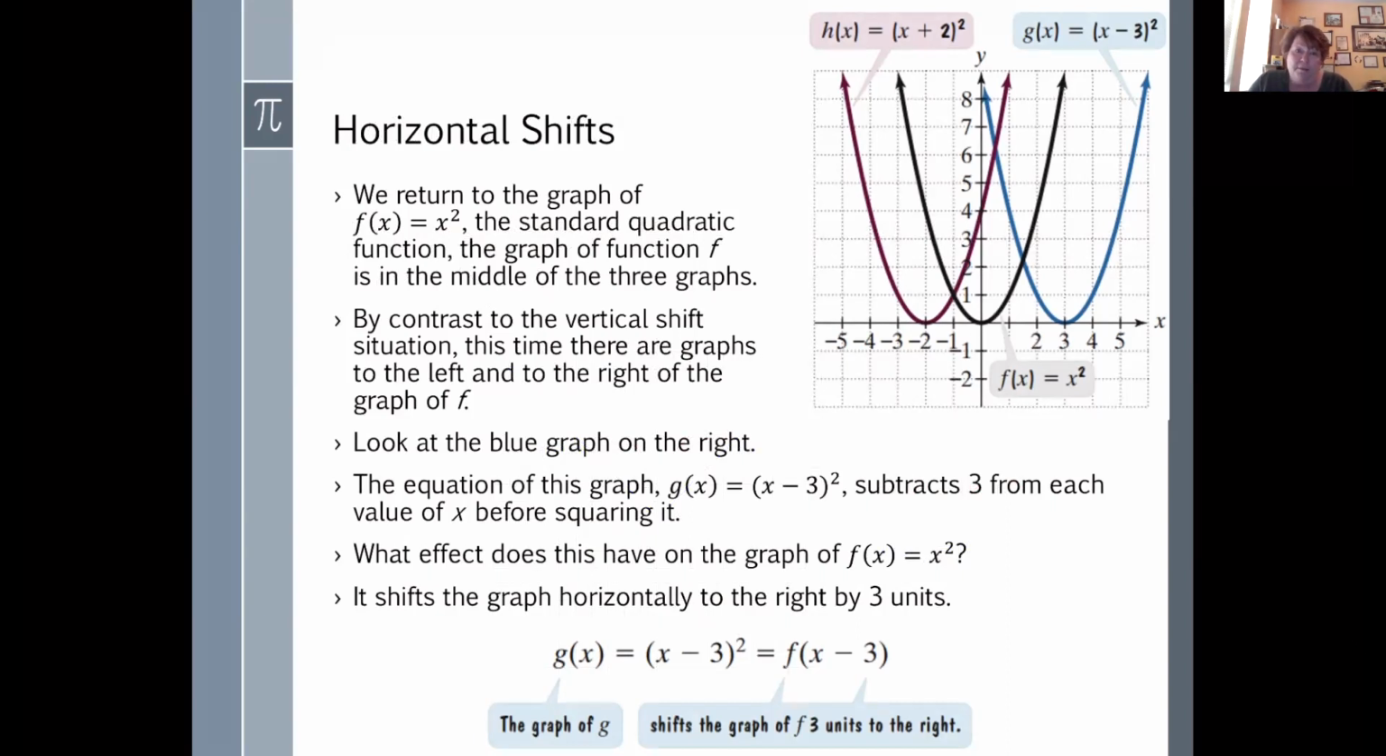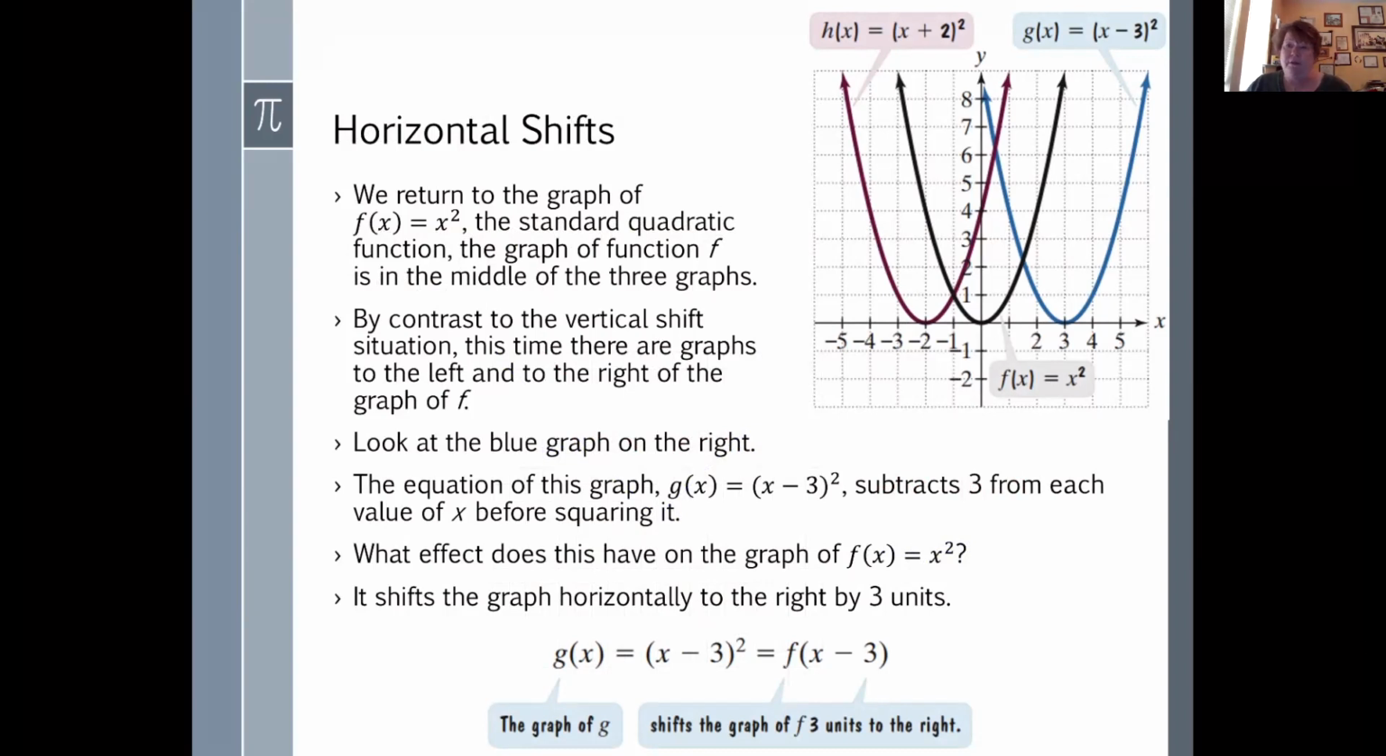By contrast to the vertical shift situation, this time there are graphs to the left and to the right. So with a vertical shift, we move the graph up or down. With a horizontal shift, we move to the left or to the right. Look at the blue graph on the right. The equation of this graph is g of x equals x minus 3 squared. So now we're taking 3 and subtracting it from each value of x before we square it.